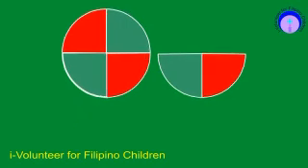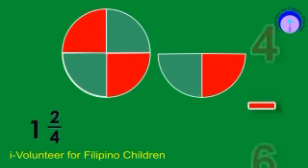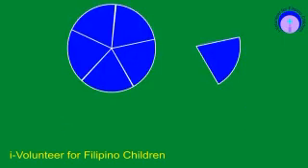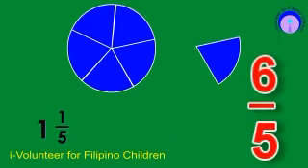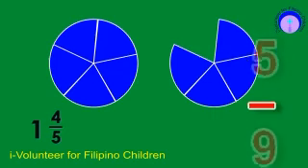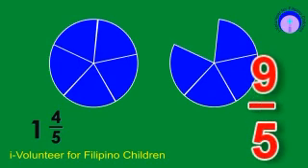Can you tell me about its mixed number? Can you convert this mixed number into its improper fraction? The improper fraction is 6/4. The improper fraction is 6/5. The improper fraction is 9/5.